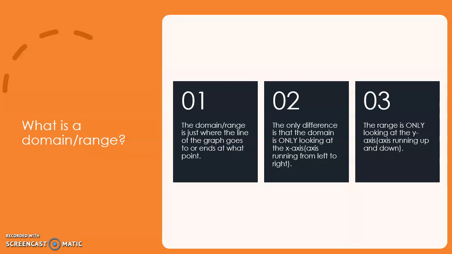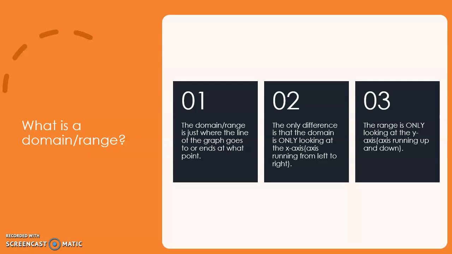If the graph keeps going and we see an arrow, or we don't see a specific endpoint, it will be continuous. If the graph ends and we can see where it ends and at what point it ends, then that will be a discrete function, and we will have a real number and not infinity in our domain and range.